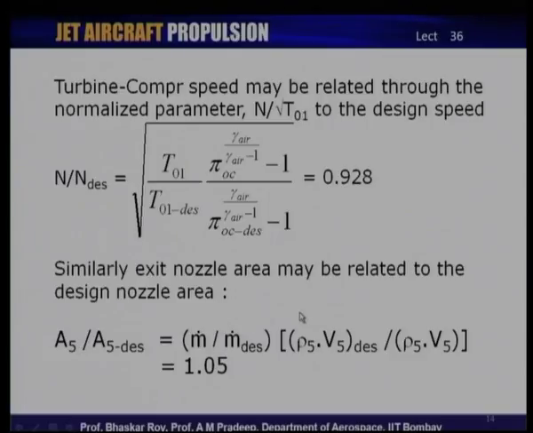Similarly, the exit nozzle area may be related to the design nozzle area, and again using the simple ratio with reference to the design values of the mass flow and the exit flow conditions, we see that the off design area of the nozzle at the exit should be 5% more than the design point nozzle area at the exit at the exhaust face. So, these two things can also be found very quickly by very simple off design estimation using the simple thermodynamics.